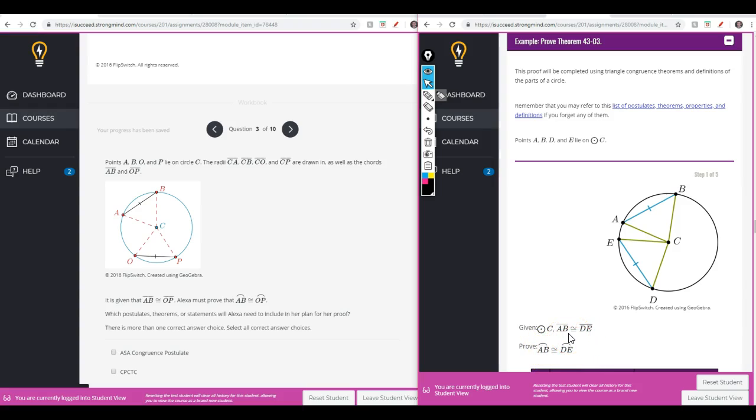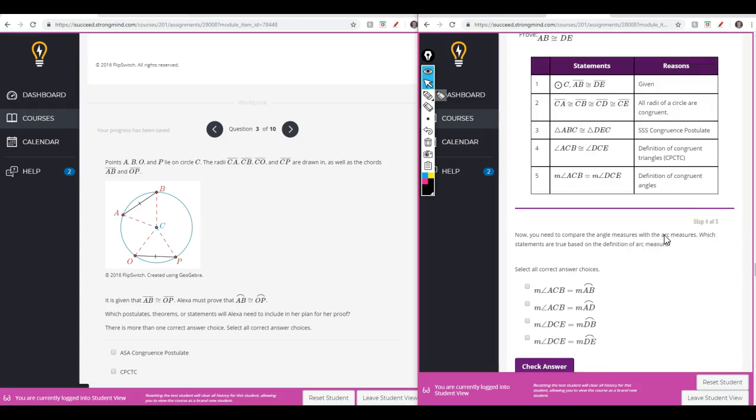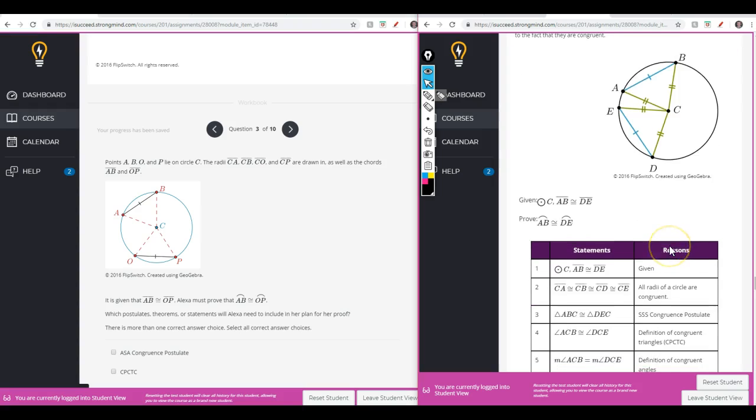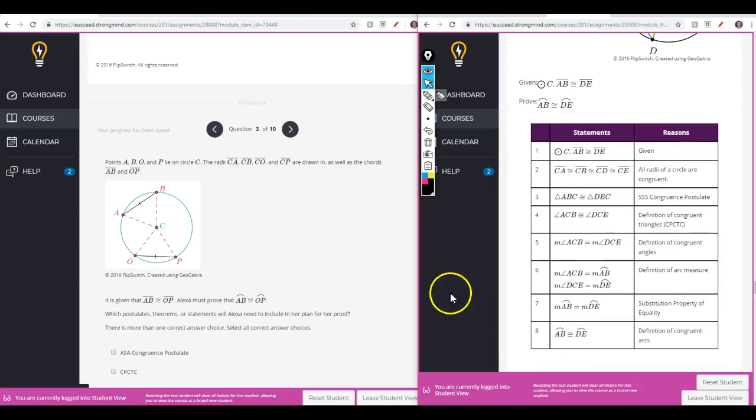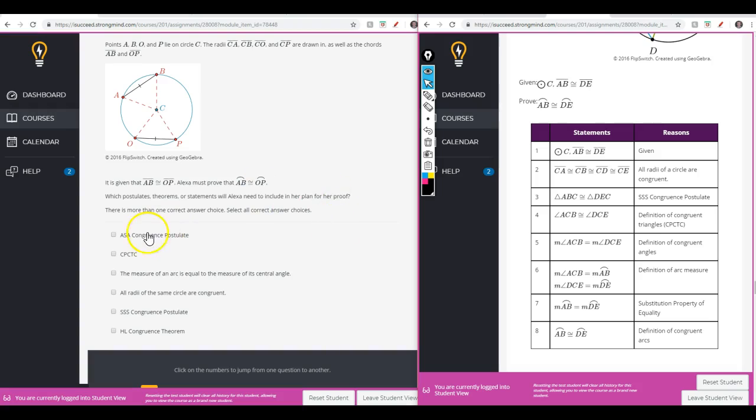Alright, so this is exactly what this is. So I'm actually going to scroll to step 5 because it fills in all the blanks if you haven't caught on to that, if you show all. So I'm looking at all of the reasons. Already I have circle, side congruence postulate, definition of congruent triangles, so the CPCTC, congruent angles, definition of arc angles, substitution property, and definition of congruent arcs.